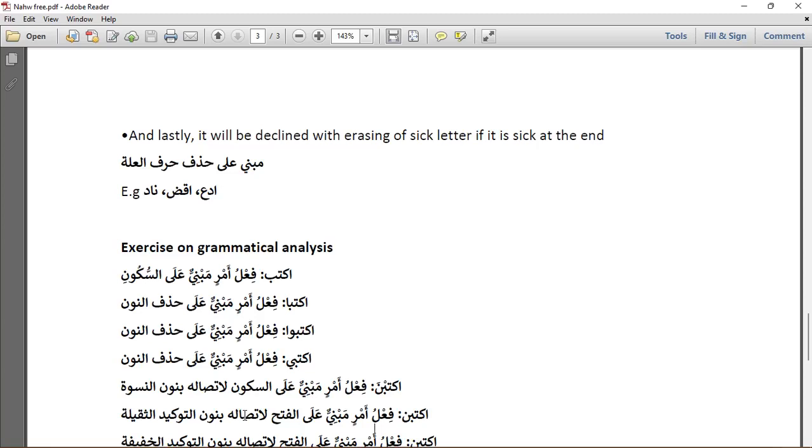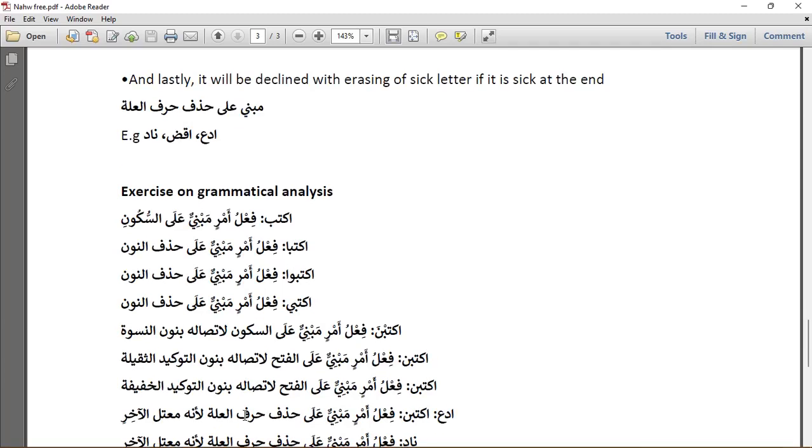So when we add the noon of emphasis to it, it gives the last letter fatha. So we have from kataba, yaktubu, uktub, adding nunu tawkid, we have uktubanna. So the sukun on the back changes to what? Fatha. We have uktubanna. So when we want to do the analysis, we say fi'lu amrin mabniyu ala al-fathi. Now that mabniyu ala al-fathi is different from what you know, we have to mention the reason why. Why is it mabniyu ala al-fathi? Because it is connected to nunu tawkid. So we say mabniyu ala al-fathi litisalihi bi nuni tawkid al-thaqila.